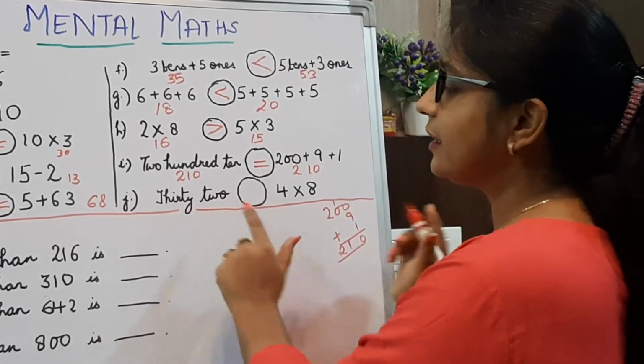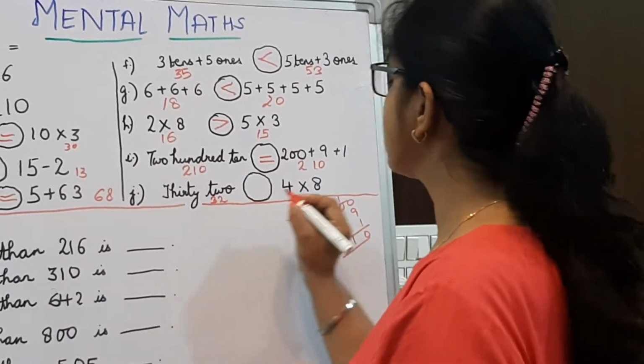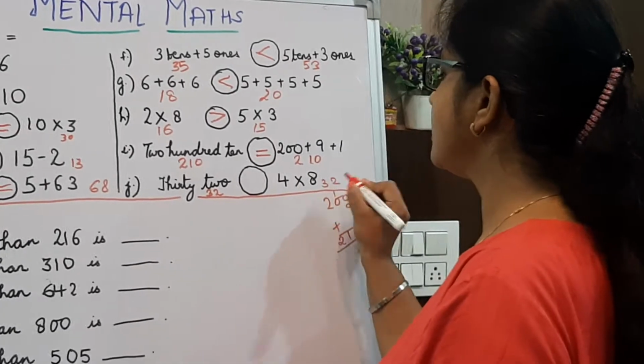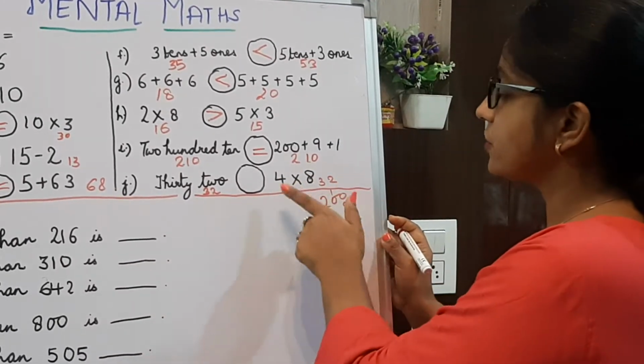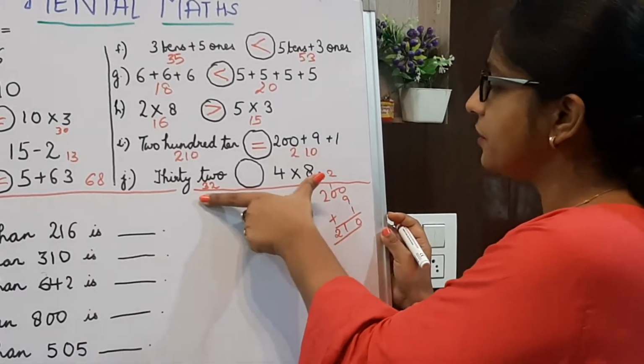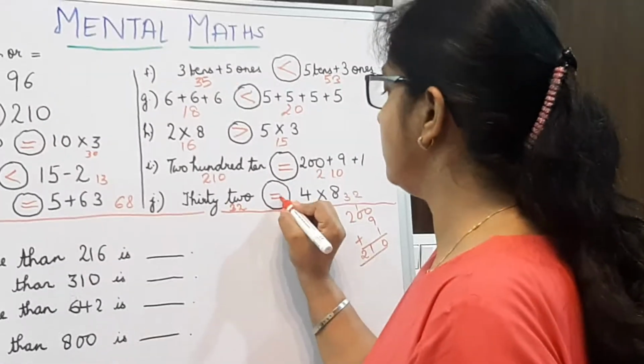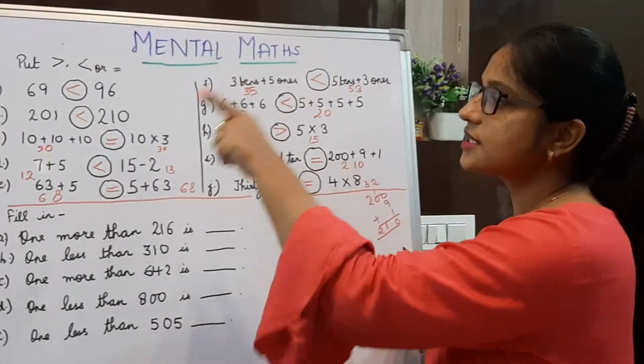Now this is 32 written in number names. 4 eights are 32, written in numerals. So here also 32, here also 32, both are equal. So like this we can solve this type of questions.